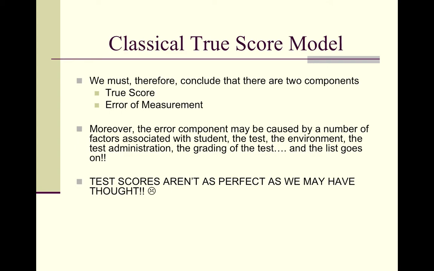There's the score that we observed. We have to realize that there's an error of measurement because scores fluctuate even from person to person. We know they fluctuate from student to student, but sometimes we don't stop to think that these scores actually fluctuate from person to person. And so we have to think of an observed score, a true score, and an error of measurement. Moreover, the error component may be caused by a number of factors associated with the student, the test environment, and the list goes on.